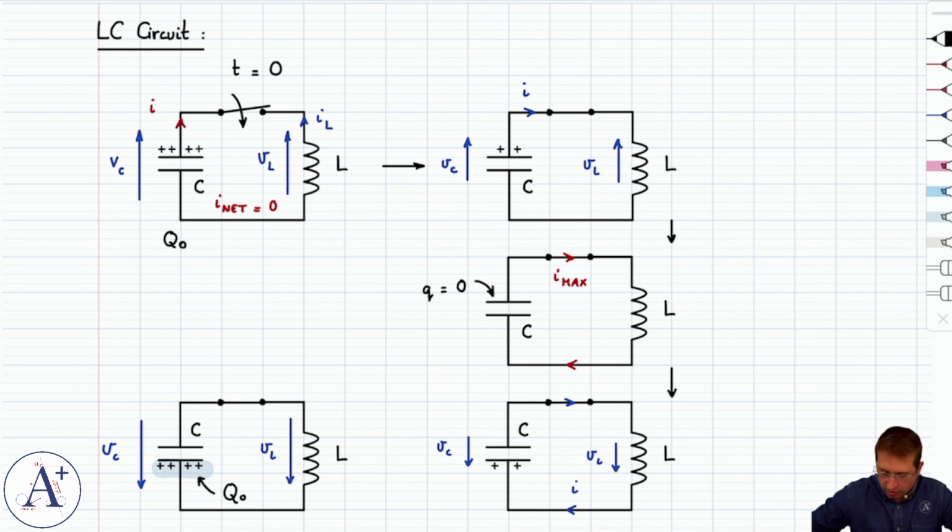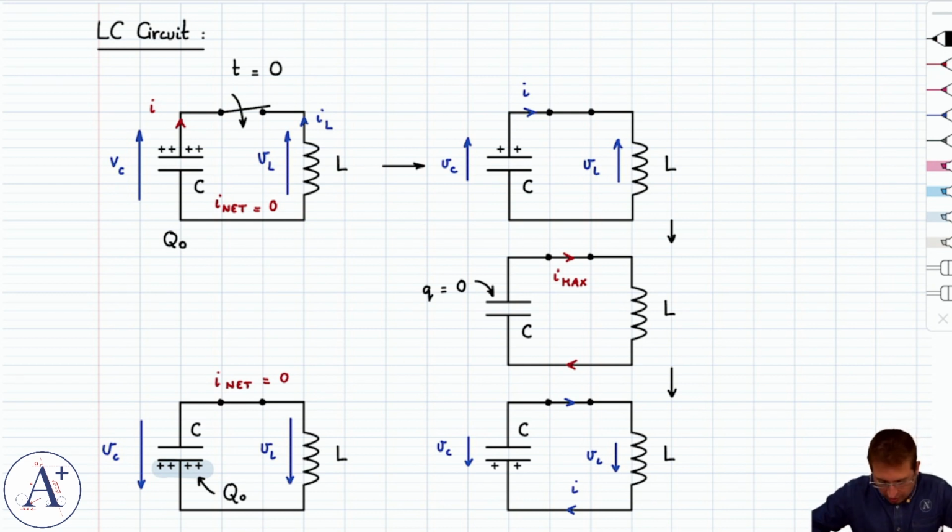All of the charge that was stored on the top plate of the capacitor has moved to the bottom plate. And as a result, I net is equal to zero, because you can no longer bring charge onto the bottom plate, but that charge hasn't yet started to leave the bottom plate, but it will. And so, in fact, the same scenario plays out in reverse.